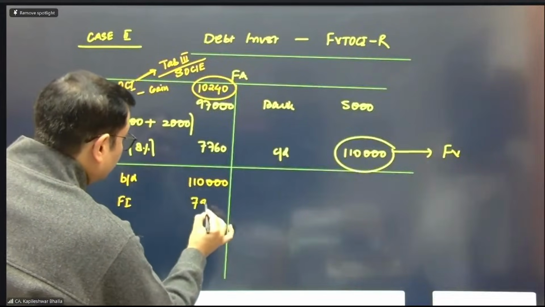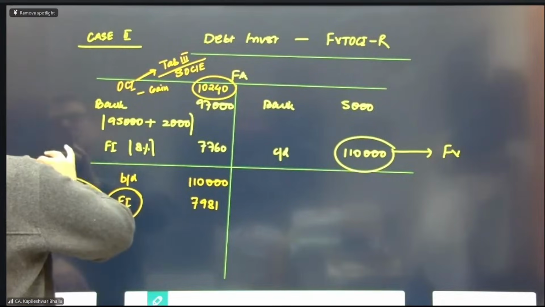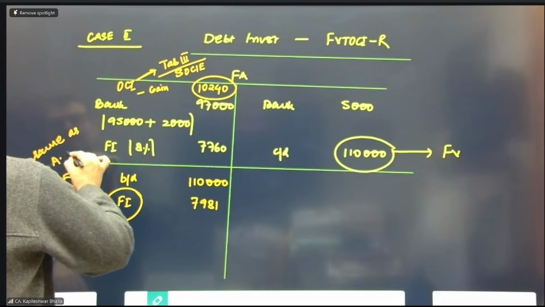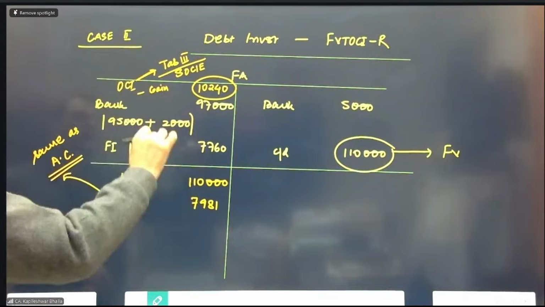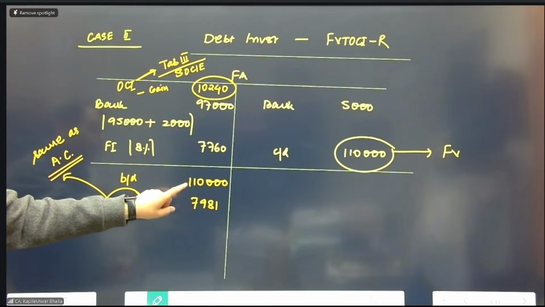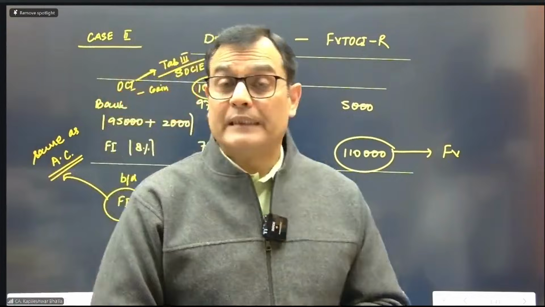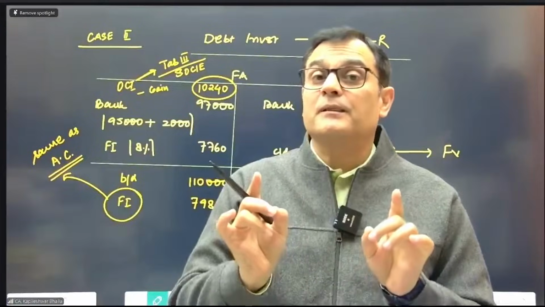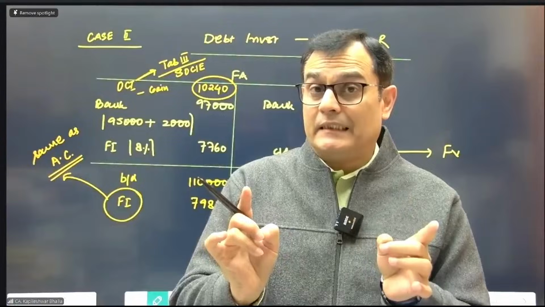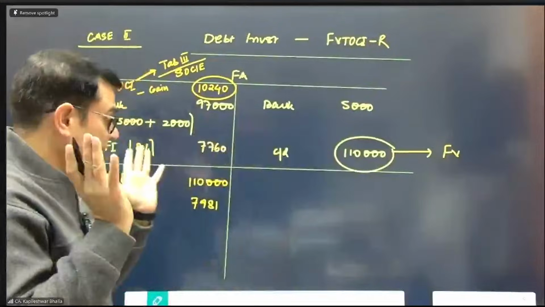Let me just highlight this point as well, that this finance income is supposed to be the same as the AC ledger. This is the same as the amortized cost ledger. You cannot afford to take the interest income on 1,10,000. So remember, that is a crucial point. The finance income in both the cases is the same. Whether it is AC or it is OCI, the finance income is common.